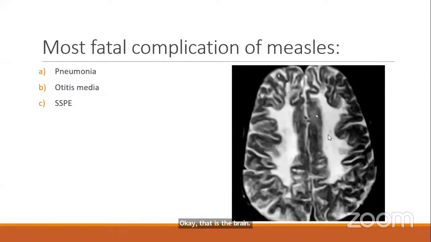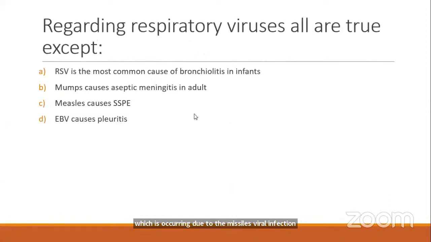So you can see there is the loss of this cerebral gyri. This is due to the damage which is occurring due to the measles viral infection. So regarding the respiratory viruses, all are true except: RSV is the most common cause of bronchiolitis in infants, mumps causes aseptic meningitis in adults, measles causes SSPE, and EBV causes pleuritis.